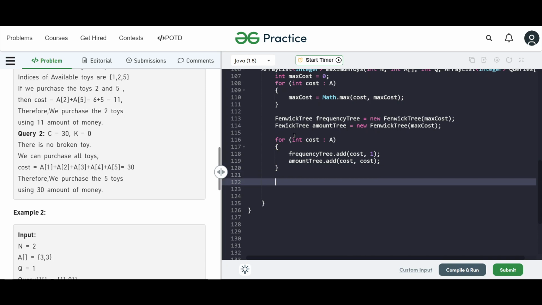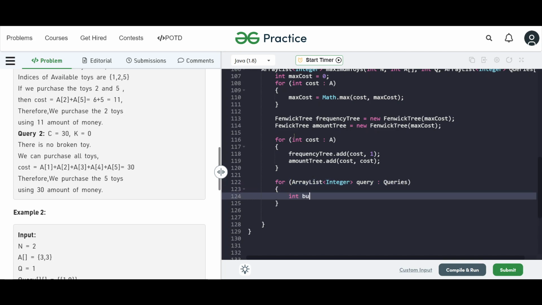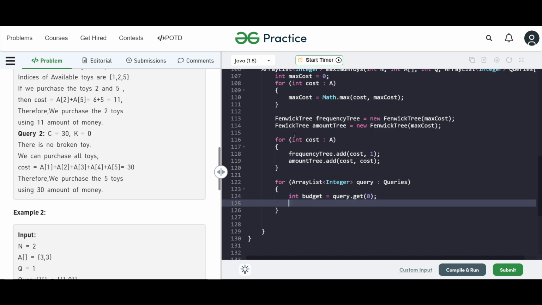Now what do we have to do? We have to handle the queries. So let's go through each and every query now. So for each query in queries, let's first figure out what is the budget. So budget is query dot, the first guy is the budget, and there are broken toys. So let's see if there are broken toys.